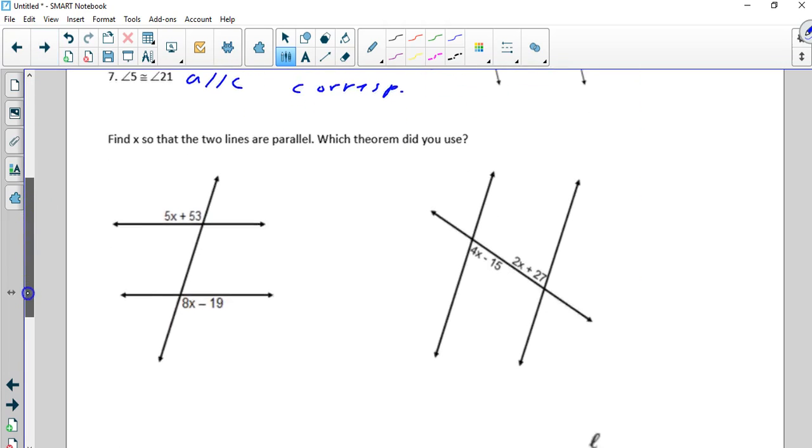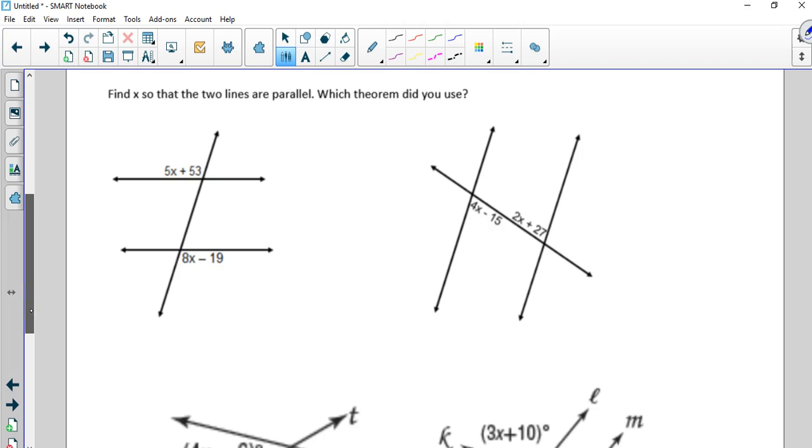We're almost there. Find x so the two lines are parallel. Well, if they're parallel, we look at these two angles. This angle and this angle are alternate exterior. And alternate exteriors should be equal if the lines are parallel. So we're going to use the alternate exterior theorem, and we prove 5x plus 53 equals 8x minus 19.